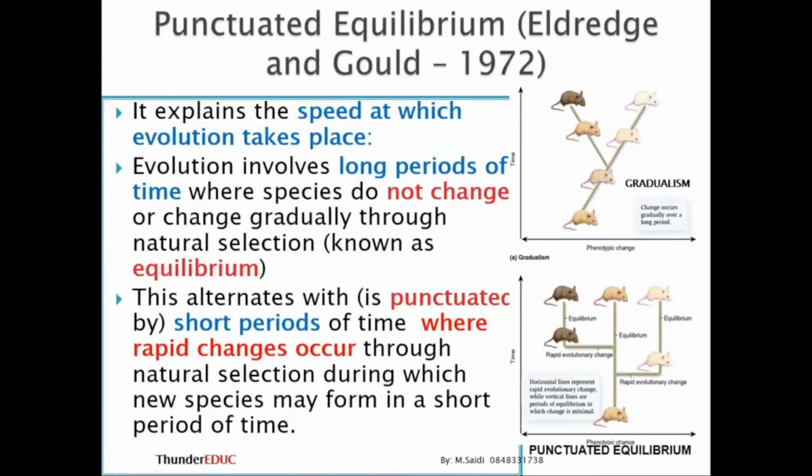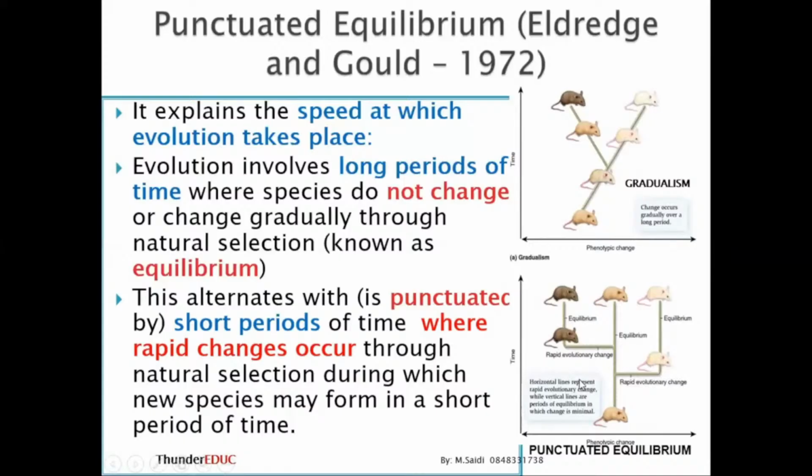Gradualism, you find out that organisms take a long period of time before they change, while punctuated equilibrium takes a short period of time. There is a long period of no change, and then rapid change, then a long period of no change again.